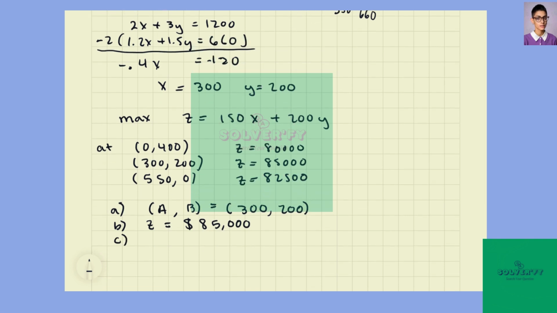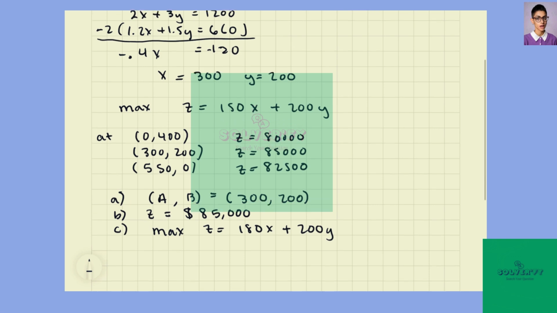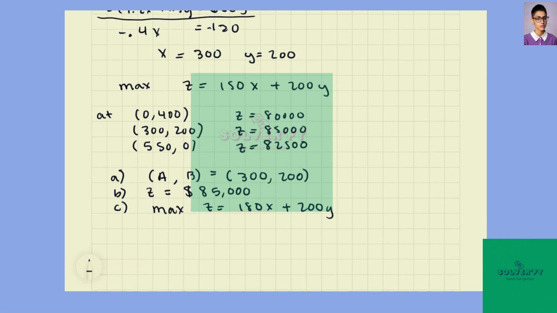And C is changing Z. So we're going to say max of Z now is going to equal 180x, and y is going to stay the same. Alright, so that makes these coordinates challenged, whereas we can leave 0 and 400 off.